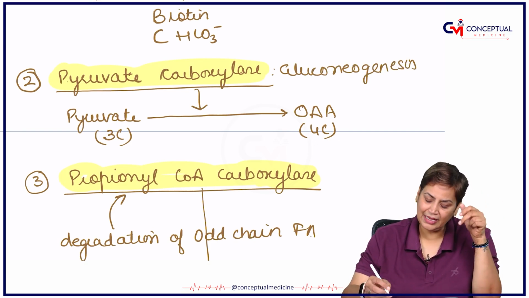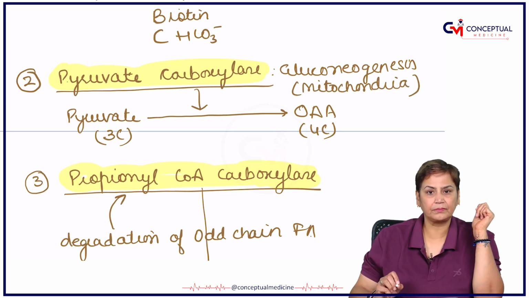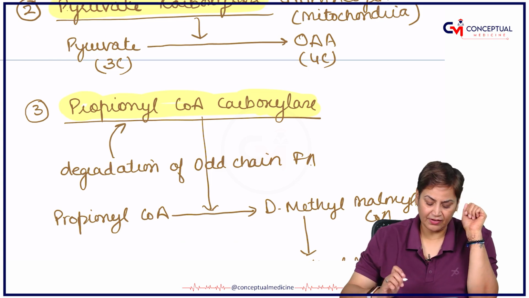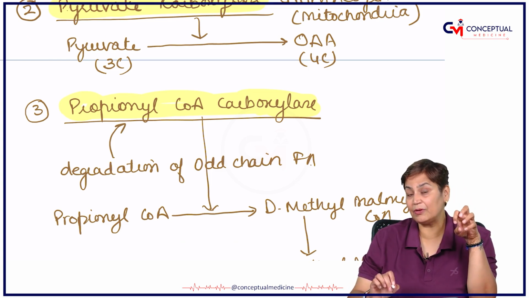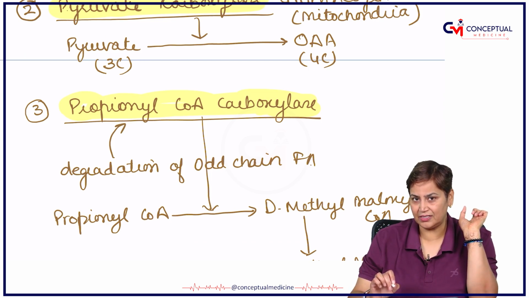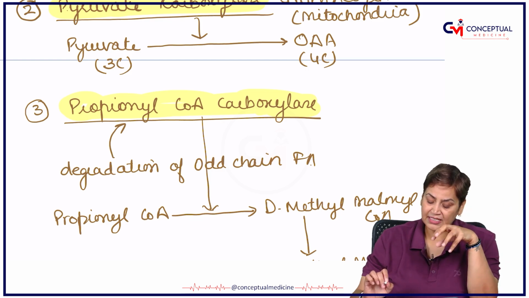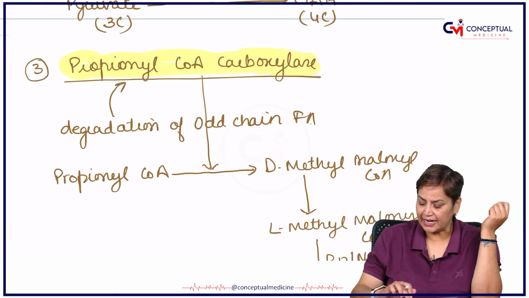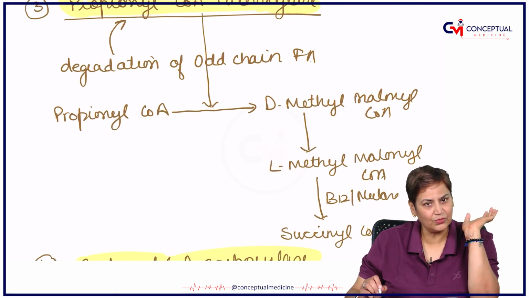And this is the only enzyme of gluconeogenesis present in the mitochondria, where pyruvate forms oxaloacetic acid. Then again this will suffer. Then propionyl coenzyme A carboxylase. Propionyl coenzyme A is coming from the degradation of odd chain fatty acids, and it is again a precursor of gluconeogenesis. And this reaction is important because one thing is it requires biotin and second is it requires B12. So neurological manifestations will be there.